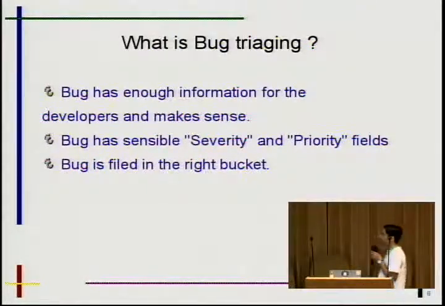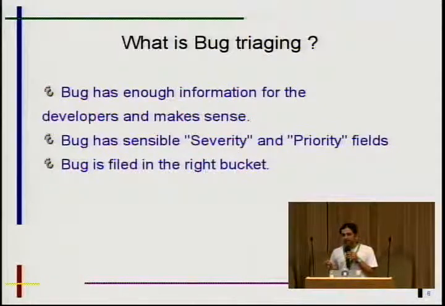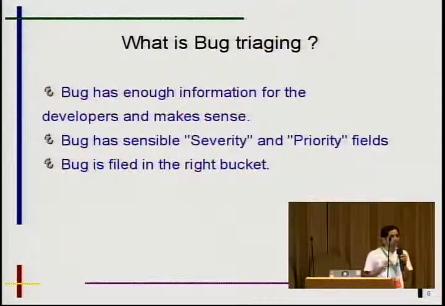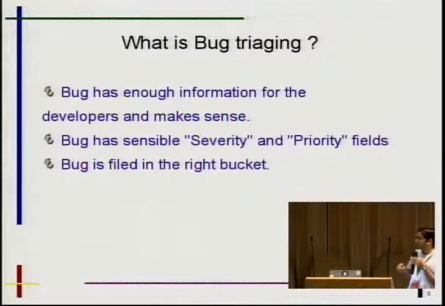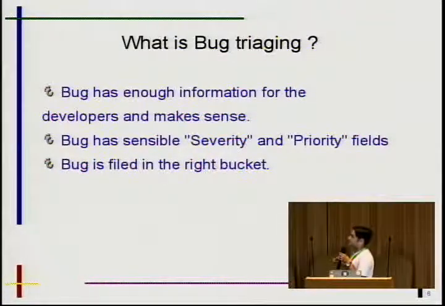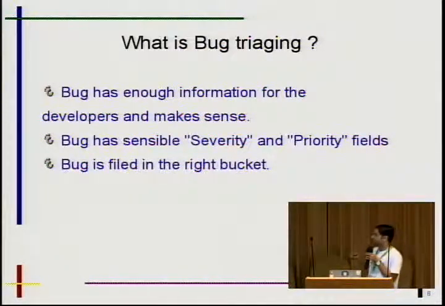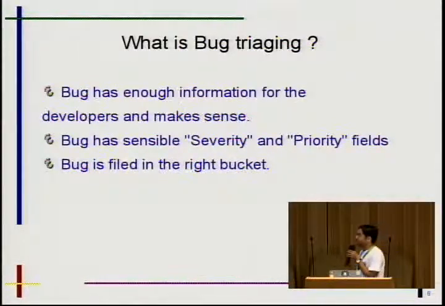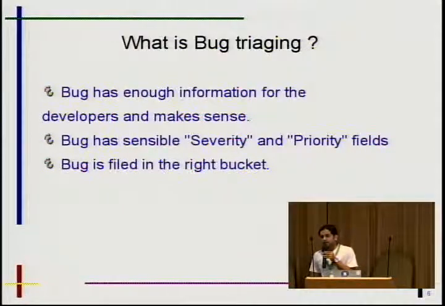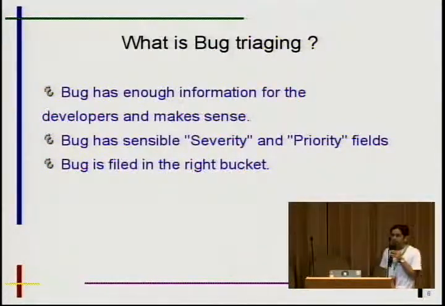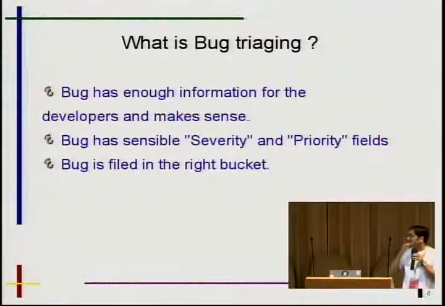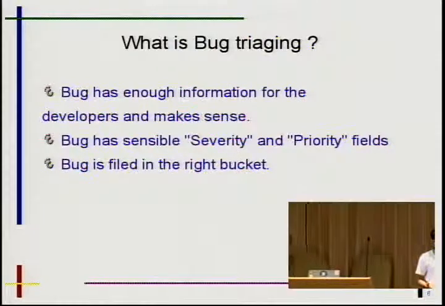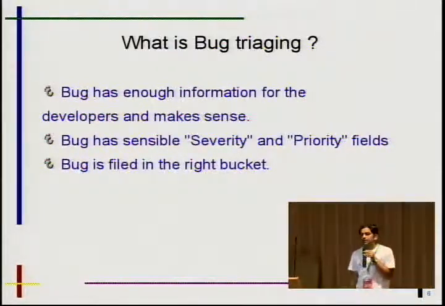Enough information for a crash report means having a stack trace with debug info symbols, so that it gives you function, line number and everything. The second thing is changing the severity and priority of the bug. I will discuss more about these fields in coming slides. The third point in bug triaging is whether it's the right bucket or not. What I mean by right bucket is, if you are using any application, let's say Evolution, Evolution depends on more than 50 libraries of GNOME.